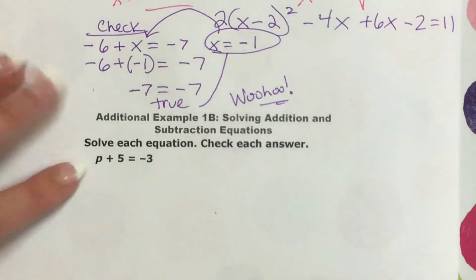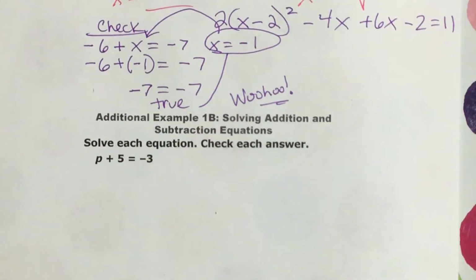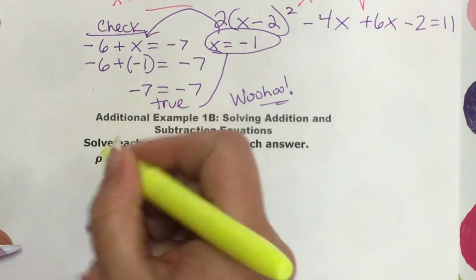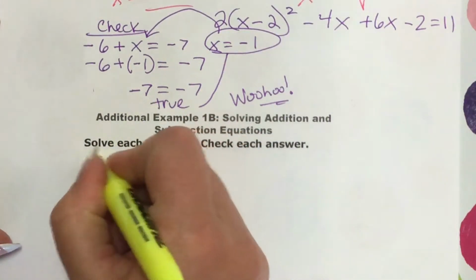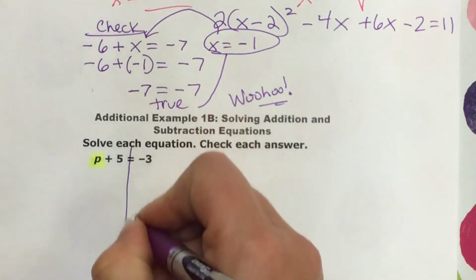All right, so we're going to solve this problem and check the answer. Here, they change up the letter. We're not dealing with x now. We're dealing with P. Not a big deal. It can really be any letter. And so if you look, I'm going to draw a line straight down.